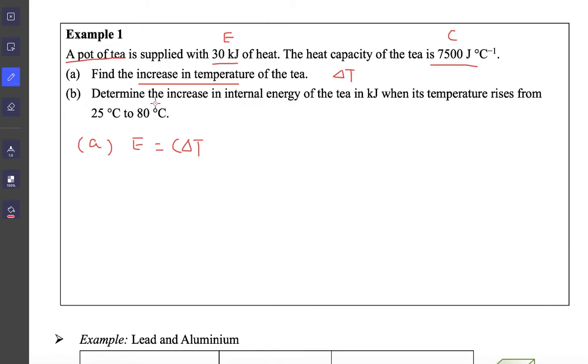And for part B, this time we need to determine the increase in the internal energy of the tea in kilojoule when its temperature rises from 25 degrees Celsius to 80 degrees Celsius. So this time we need to find the E here, and we have the C, which doesn't change, right? It doesn't change because it's the same pot of tea. And we also have the delta T this time. We just need to calculate it by using the same formula for part B. So let's also do it by yourself.